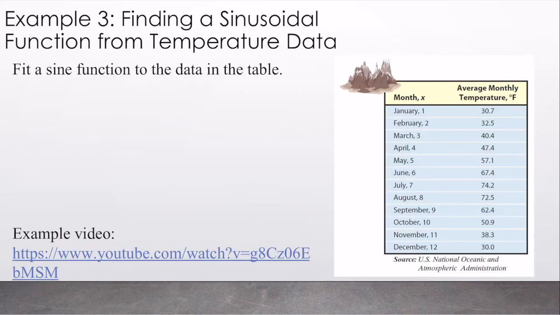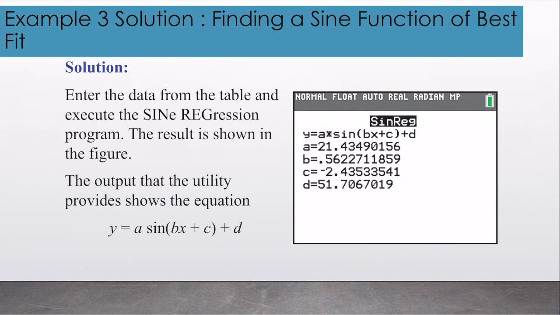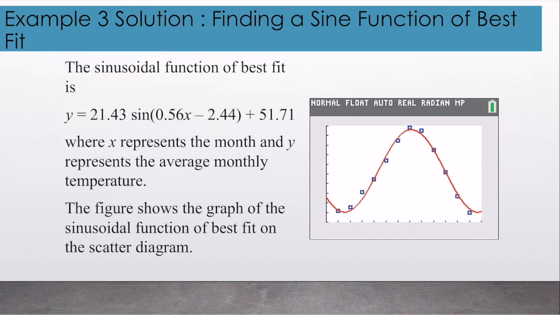Last thing I want to talk about, example 3, is finding a sinusoidal function from temperature data. In order to fit a sine function to data in the data table, you're going to use your graphing calculator and a lot of the stat plot options. There's already an amazing video of this. I did put it in the playlist for our class. It's the next video, so I would recommend watching that video. It's really short, like 5 minutes, and that's going to tell you how to use sine regression in order to fit specific data to a curve. Here's the solution. If you want to check your data once you've watched the video, your graph should look like this.